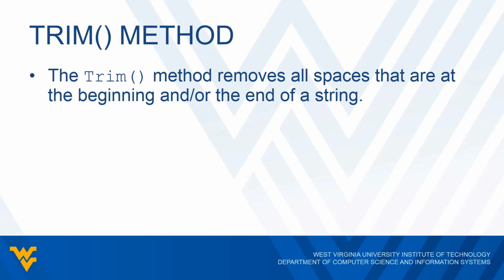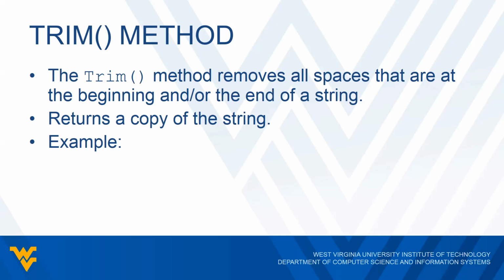Essentially what we're doing is just removing all of the leading and trailing spaces such that the first and last characters of the string cannot be a space. And just like all of the other string methods we talked about so far, this is going to return a copy of the string. It doesn't actually modify the string itself. So let's take a look at an example to see how we would use this method.